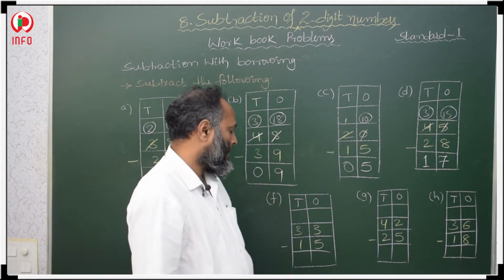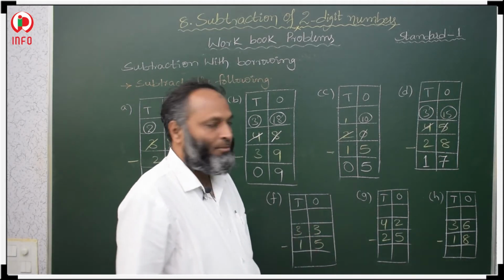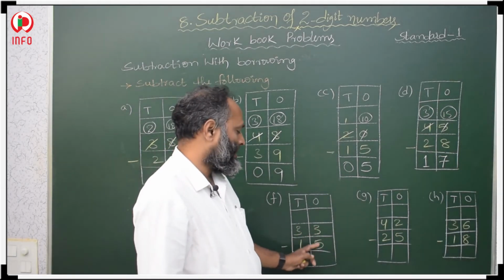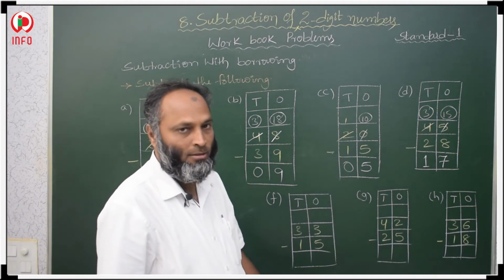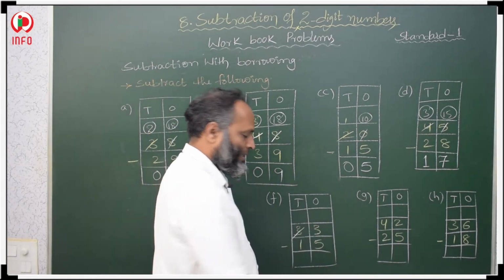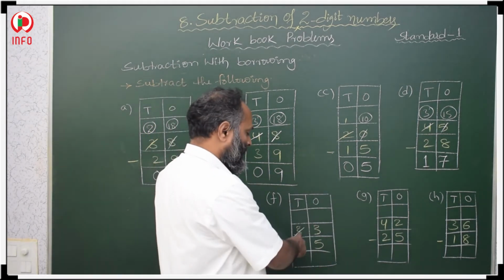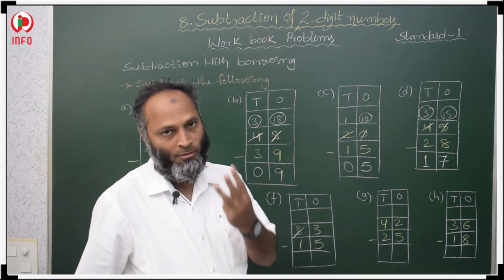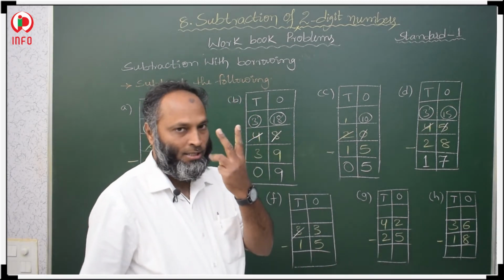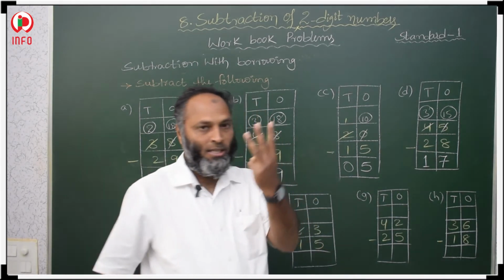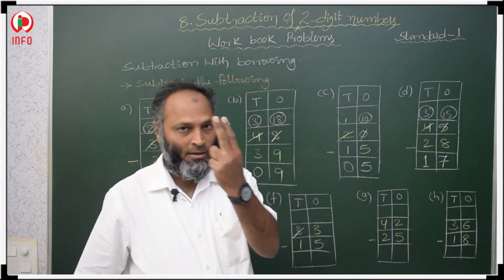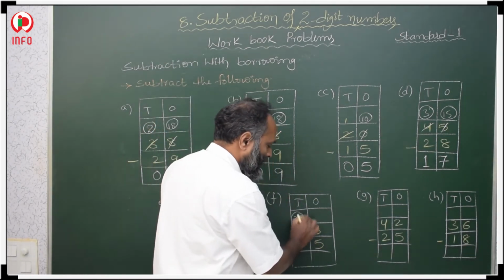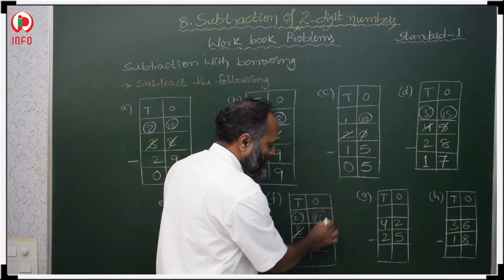Now here, 15 we have to subtract from 33. So 3 is less than 5 in the ones place. So we have to borrow 1 ten from the next digit. So if you borrow 1 ten, then how many tens? In 3 tens, if you take 1 ten, then 2 tens are left. Here 10 plus 3, 13 you will get.